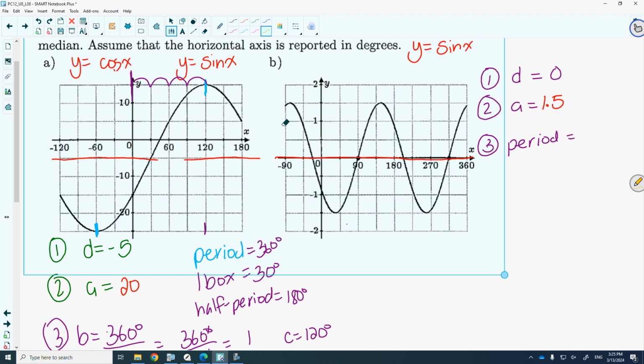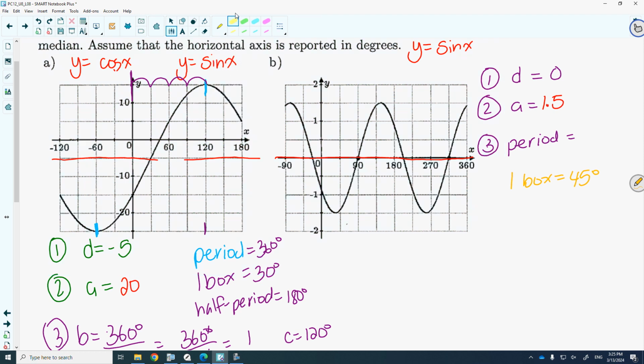So actually before we do period, let's figure out what one box is worth. Count how many boxes it takes to get to 90 degrees and then divide by that many boxes. So to get to 90 degrees, it would be 2 boxes. 90 divided by 2 is 45 degrees. So one box is worth 45 degrees. Okay, if you can't count peak to peak, how else can we get the period? So remember that a sine wave, this would be one full sine wave.